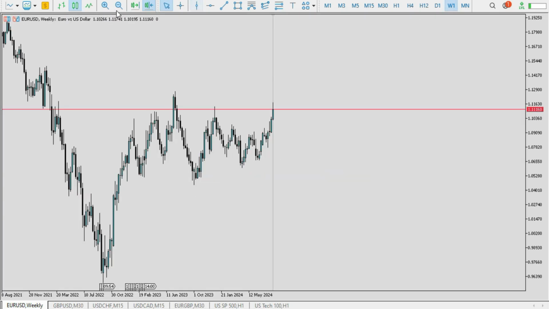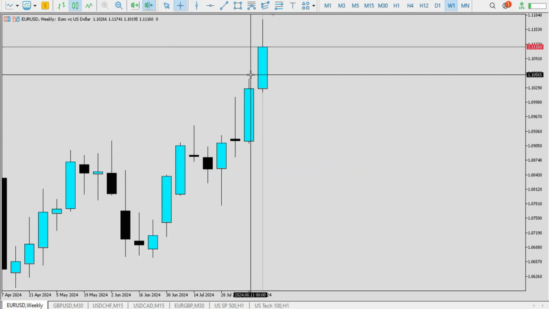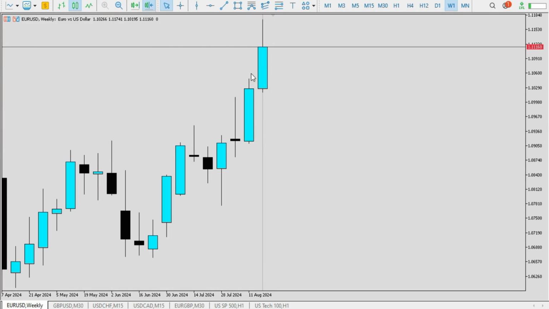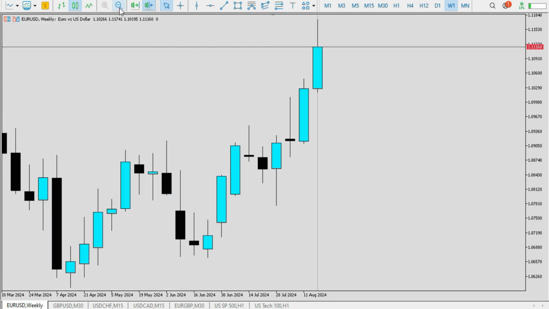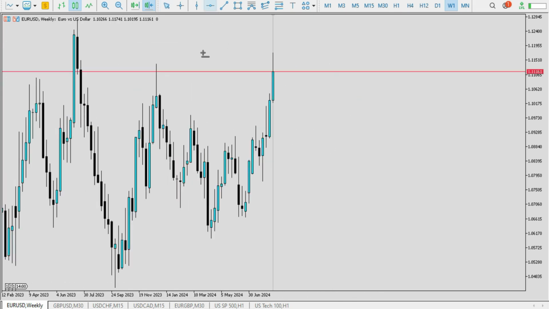Let me start from the weekly. So last week we had this bullish candle, strong bullish expansion candle. So this week I was expecting a bullish candle, since on the weekly time frame we were targeting this old higher buy side liquidity. Our general liquidity was on the weekly time frame.